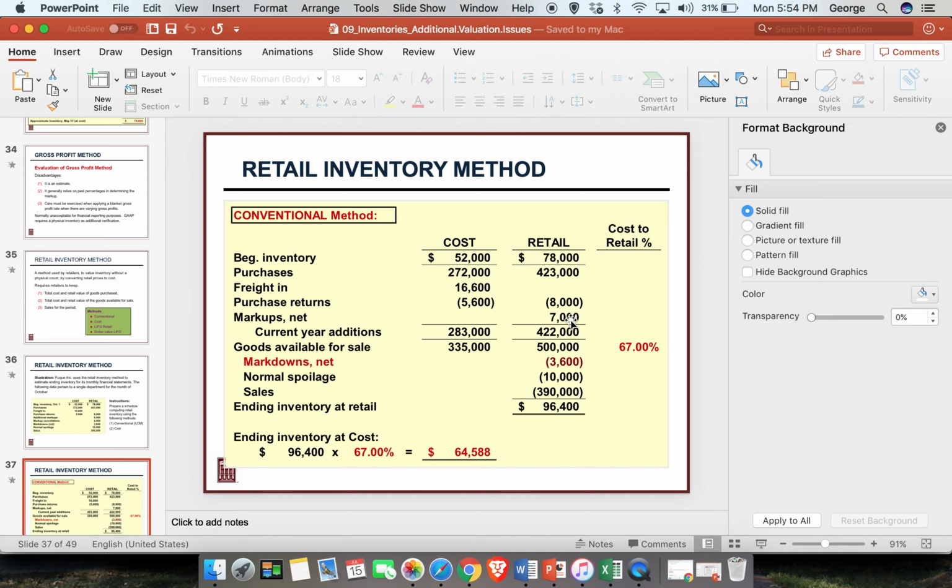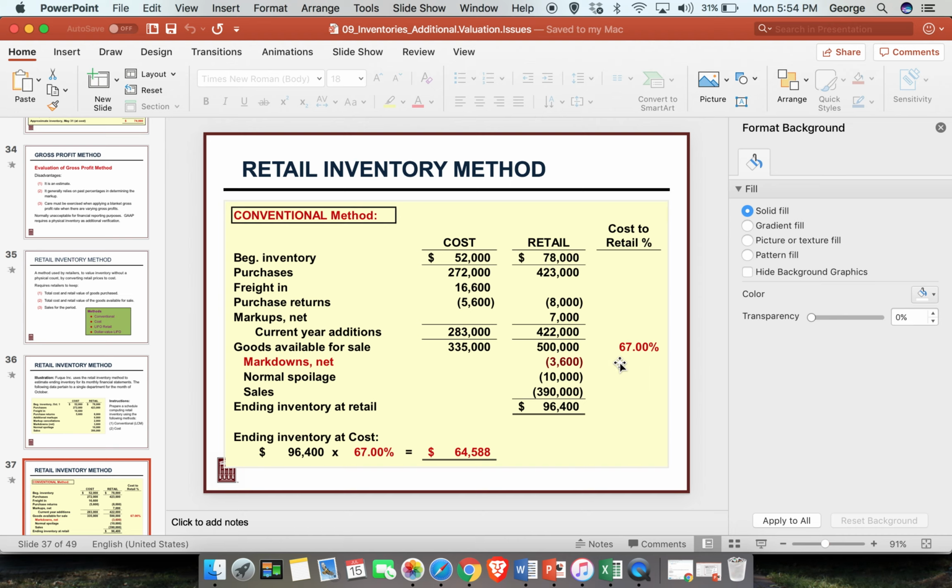Well, these retail companies have all these markups, right? So we add those, and that's 422. So 422 plus 78 is 500. So 335 divided by 500 will be your rate of 67%. So that's your rate, basically your cost rate.